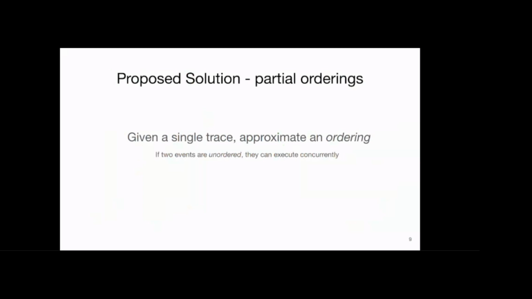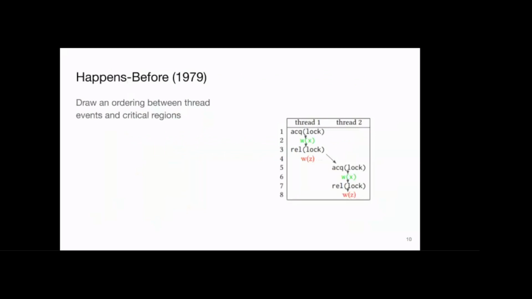To be a little bit more concrete about this, here's an ordering algorithm. It's called happens-before. It's the first one. What it does is it draws an ordering between thread events. So in this trace here, we have two threads. And an arrow represents the ordering. So we have an arrow between all the events within a thread.